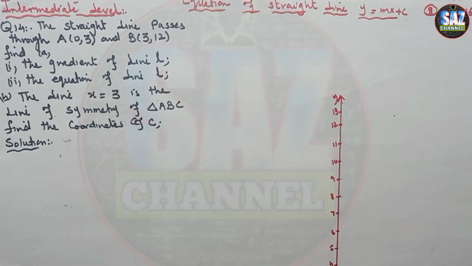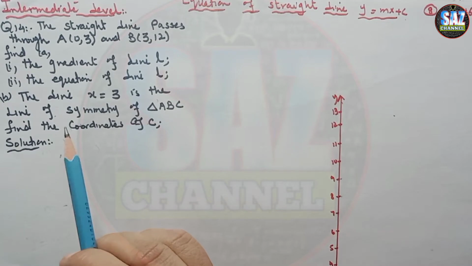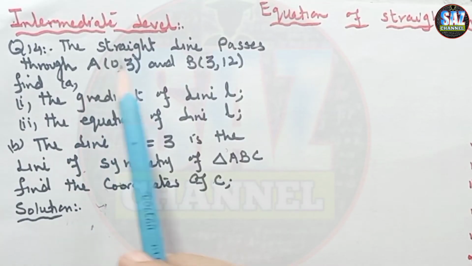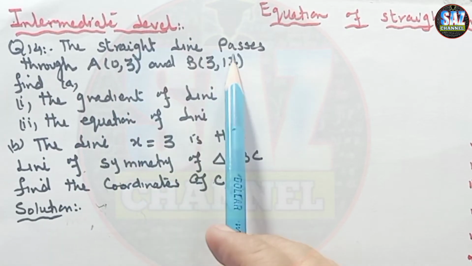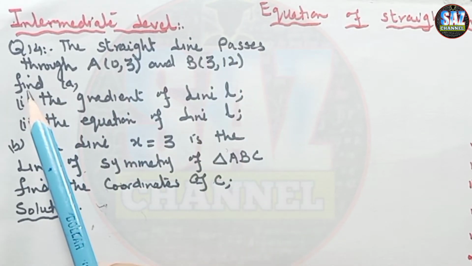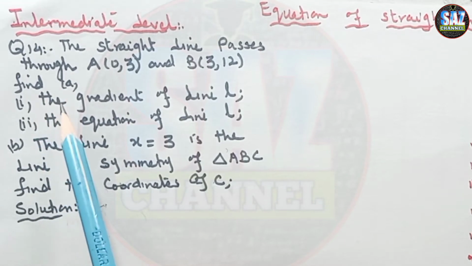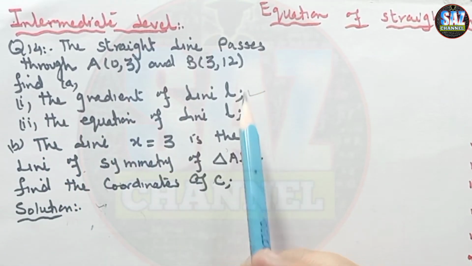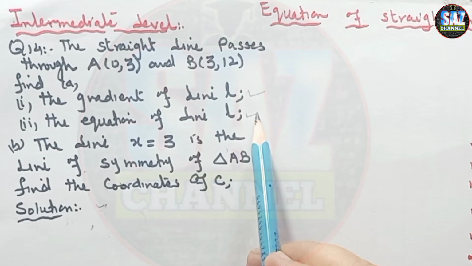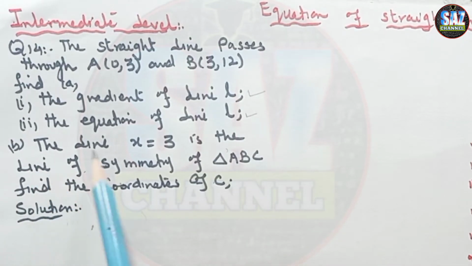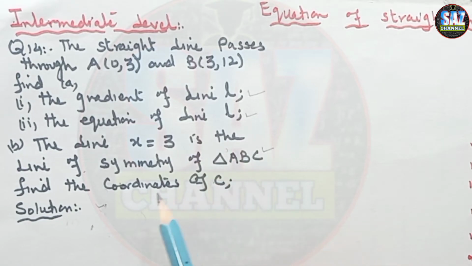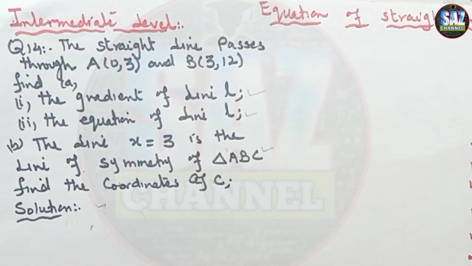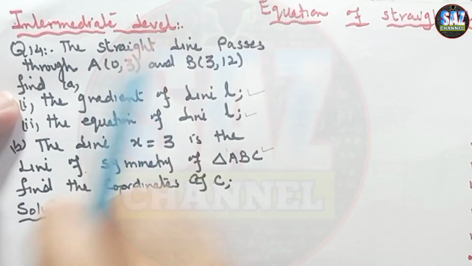Let's move to the intermediate level, question number 14, and let me read the question from the book. Question 14 says, a straight line passes through the points A (0, 3) and B (3, 12). Then the first requirement of the question is that we have to find the gradient of the line L, the equation of the line L. Third part says the line x equals to 3 is the line of symmetry of the triangle ABC. We have to find the coordinates of C. Let's move to the solution of the question.